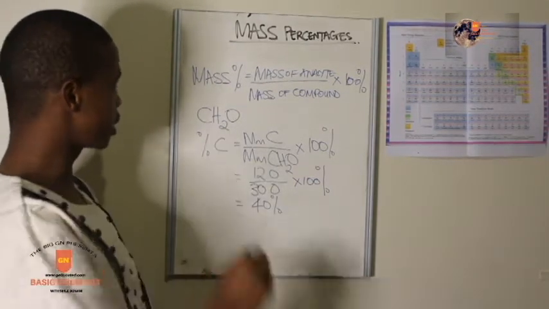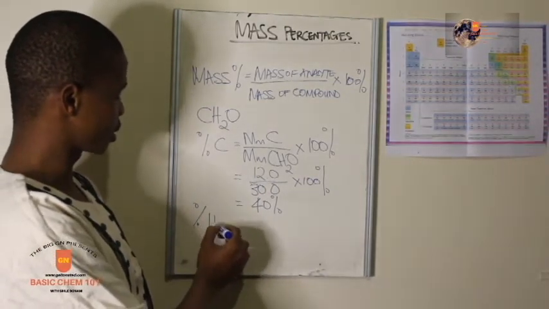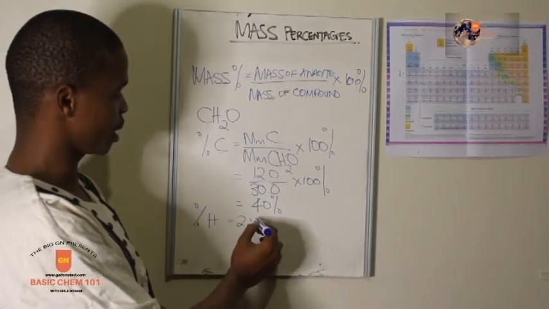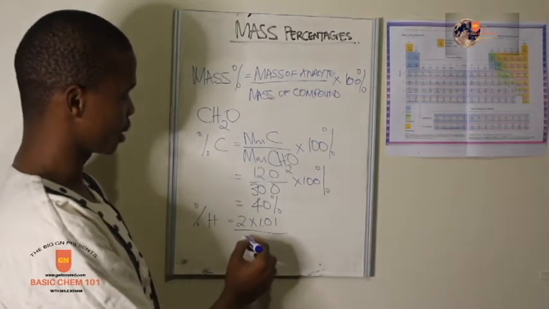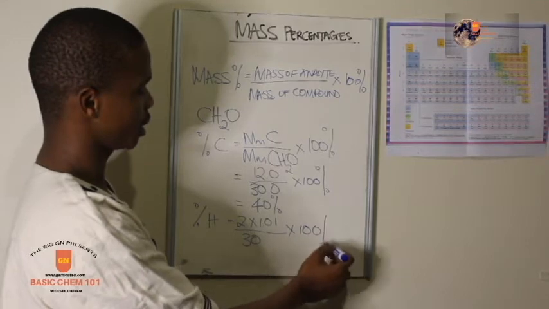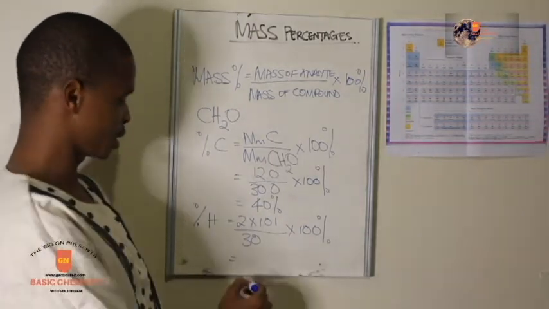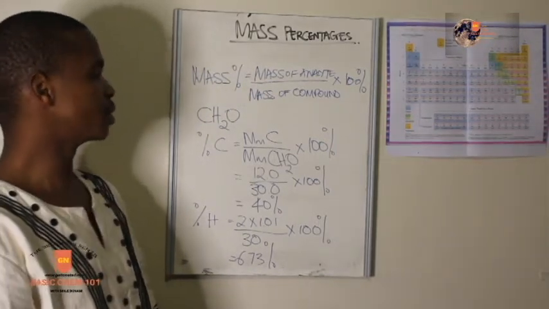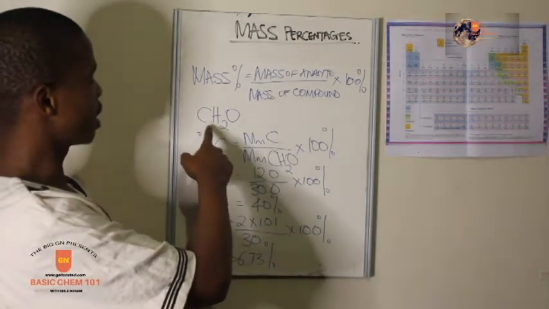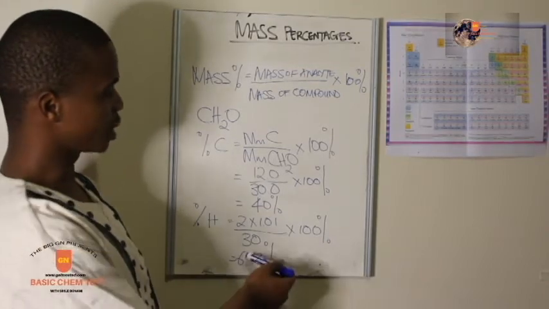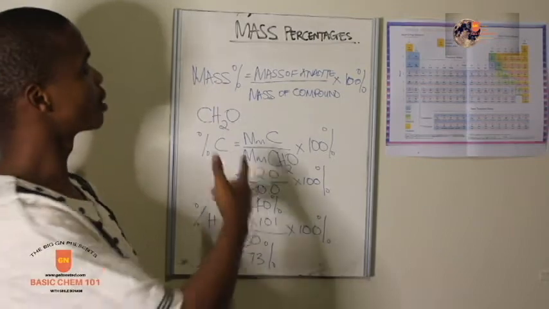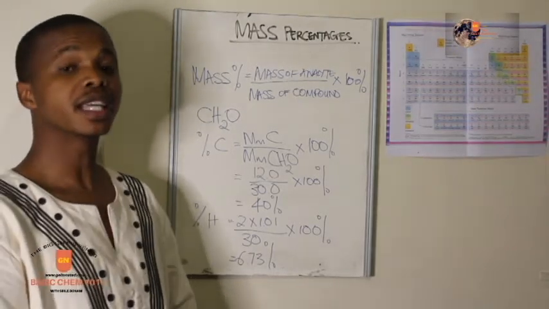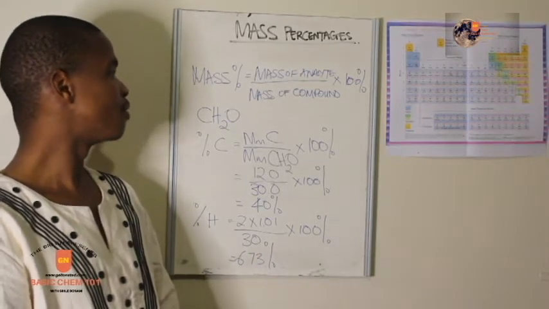You can do the same thing for hydrogen. So your mass percent of hydrogen would be the molar mass of hydrogen, because you have two hydrogens there, it would be 2 times 1.01, divided by 30, times 100%. Then you would get 6.73%. You can do the same thing for oxygen, but since there are 1, 2, 3 elements in one compound, you can add these two, and then subtract from 100 to get the mass percentage of oxygen.